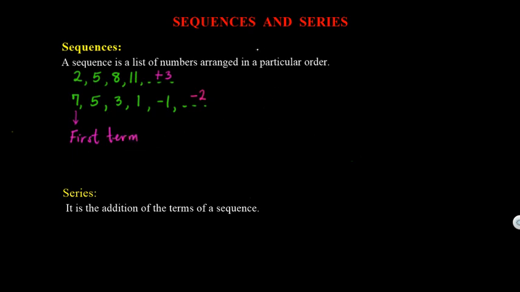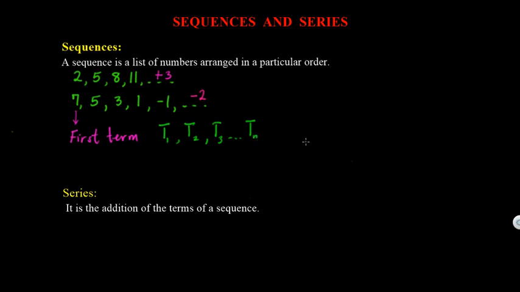So the terms in a sequence can be denoted using T1 for the first term, T2 for the second term, T3 for the third term, and so on and so forth till we have Tn. This Tn is telling us about any term where we don't know where it may end. So the n can take the position of 5, 6, 7, 100, and so on.